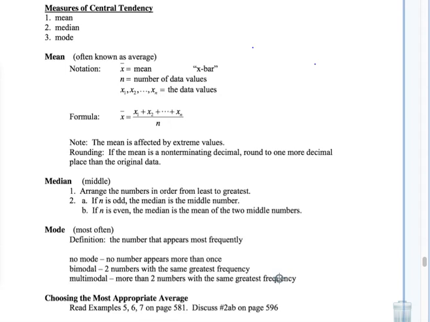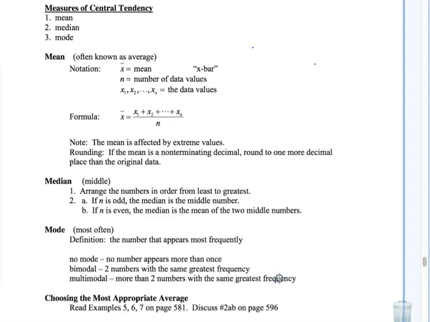Rounding: if the mean is a non-terminating decimal, round to one more place than the original data. So if the original data is whole numbers, you're going to round to the tenth. If all of your data is to the tenth, then you're going to round to the hundredth. You're going to go one more place than the original data.